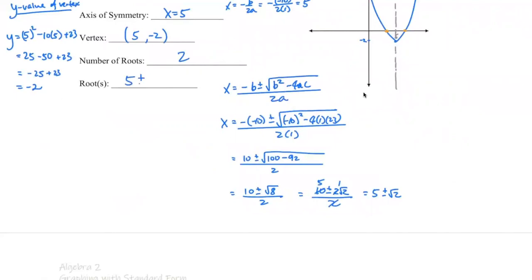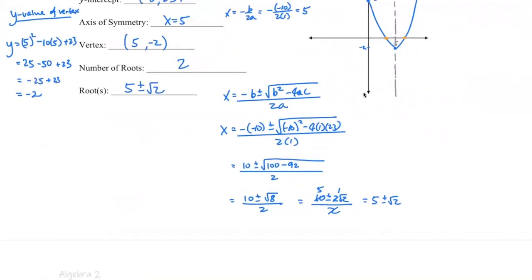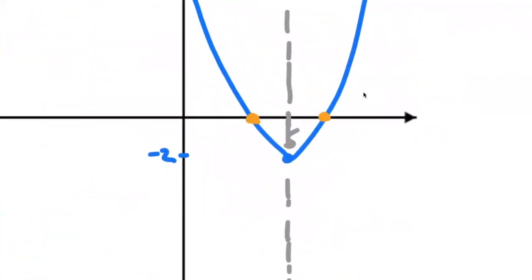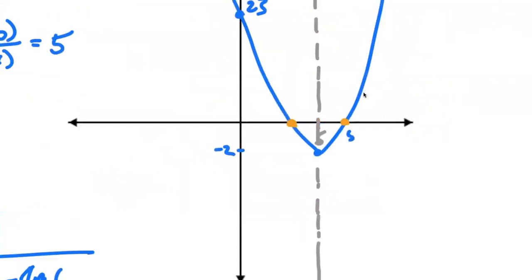So 5 plus or minus root 2, you can write it like this, or you can separate them into two roots: 5 plus root 2, 5 minus root 2. They're all fine. And I'm going to go ahead and label this too. You should always label this. I hope you know the one to the right of 5 is 5 plus root 2, and the one to the left of it is 5 minus root 2.